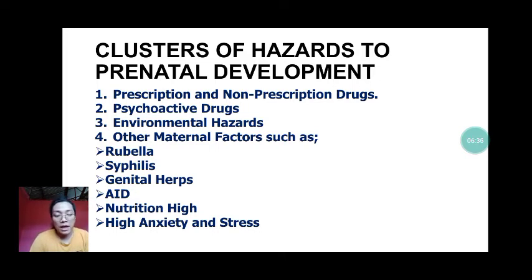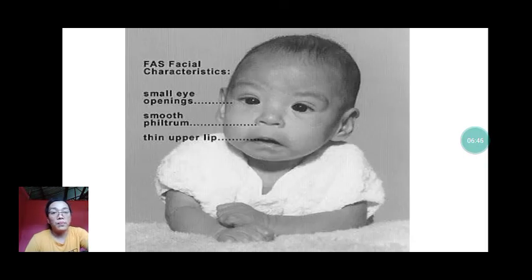So, parehas ning mga alcohol o parehas ning mga stress ang mga mama. So, mao ni siya mga baby with fetal alcohol syndrome. So, naay small eye openings, small sphincter, thin upper lip. So, if ang mother is makuan siya ato ng teratogen, mao ning mahitabo sa baby.